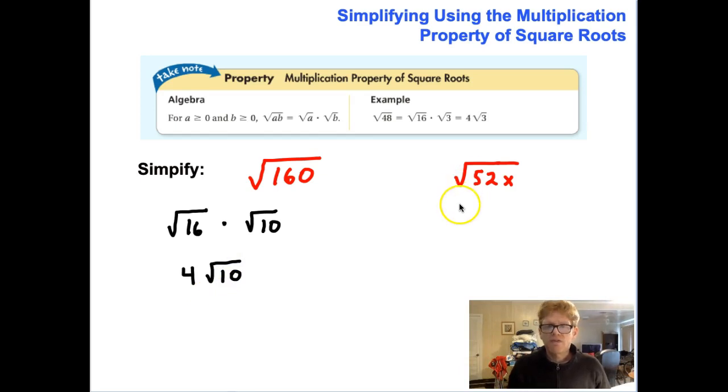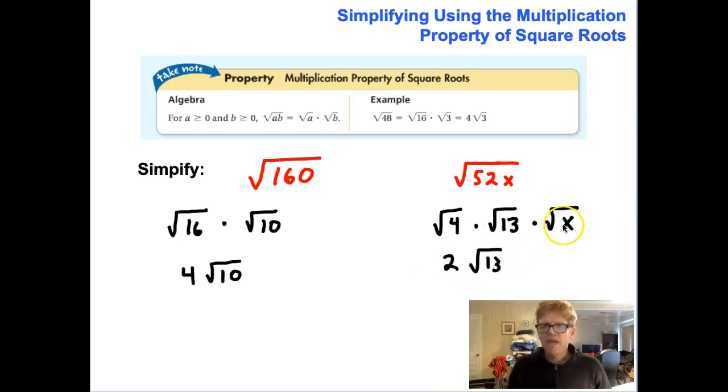What about the case of the square root of 52x? Well, we can see that 52, if we think about it, what are its factors? We know that 2 of its factors are 4 and 13. So we can write the square root of 52x as the square root of 4 times the square root of 13 times the square root of x, if you want. Think of it like that. Now, we know the square root of 4 is 2. We know that the square root of 13 has no more perfect squares. It's a prime number, so we'll write the square root of 13.